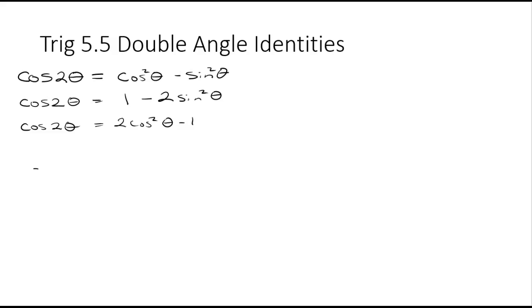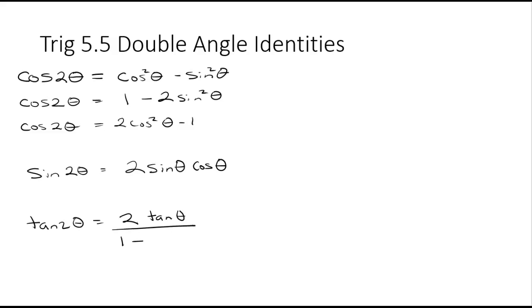Sine and tangent only have one way. So sine of 2 theta will just be 2 times sine of theta cosine of theta. And then tangent looks like this. Tangent of 2 theta is equal to 2 tan of theta divided by 1 minus tangent squared of theta.